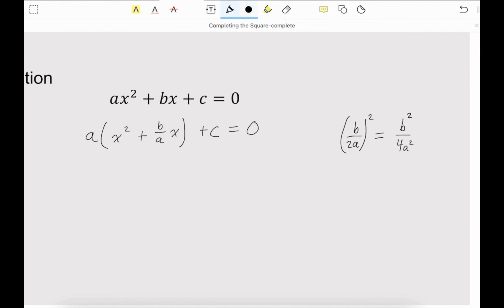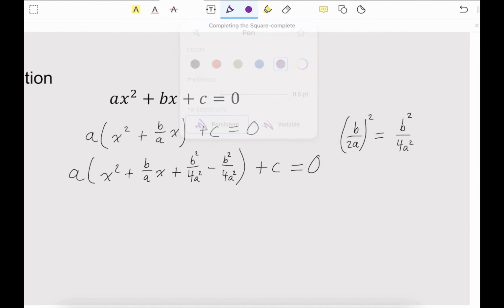I'm going to take this and add and subtract it within the parentheses here in order to rewrite the quadratic equation. So I have a x squared plus b over a times x. I'll add b squared over 4a squared. I'll then subtract b squared over 4a squared. If I add and subtract it, it doesn't change anything within the parentheses. We have plus c equals 0 on the outside.